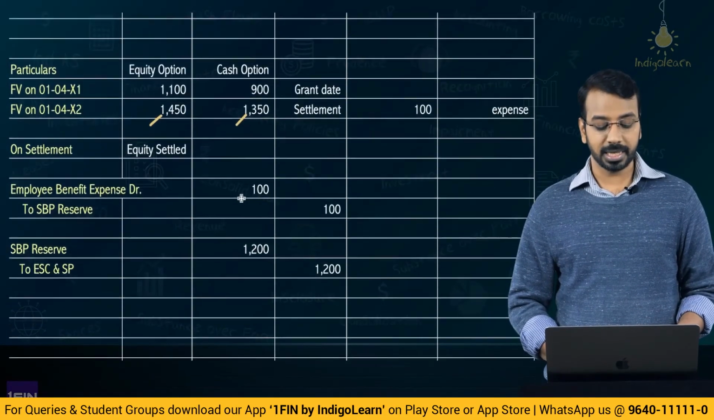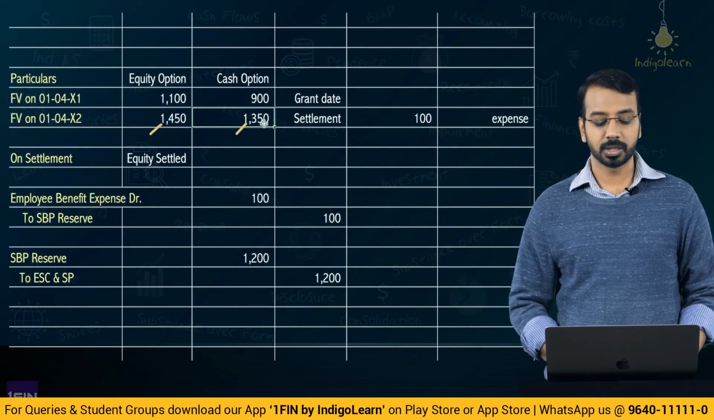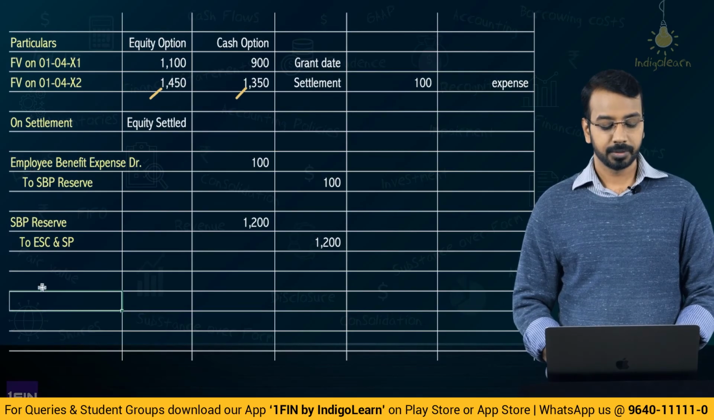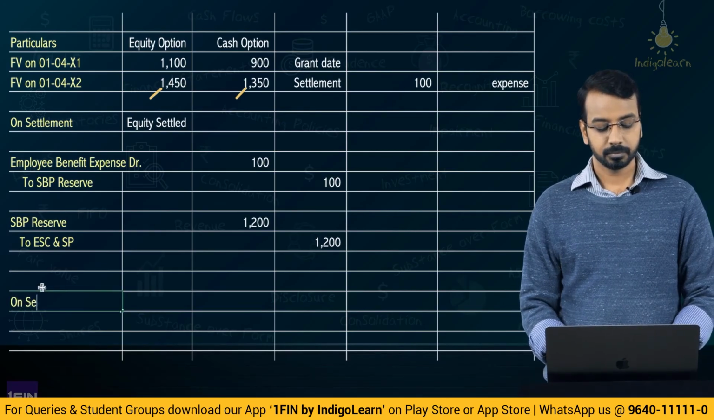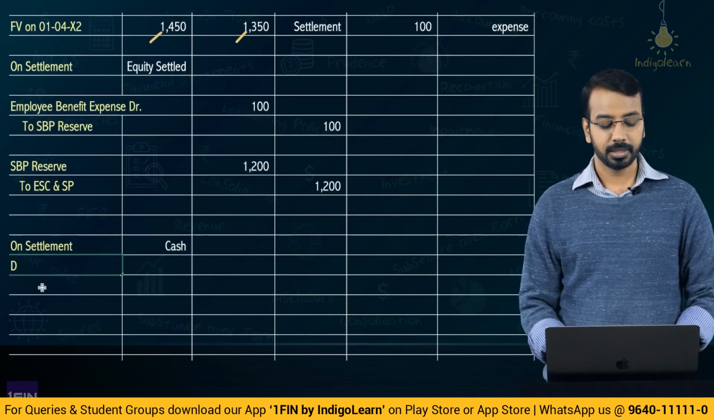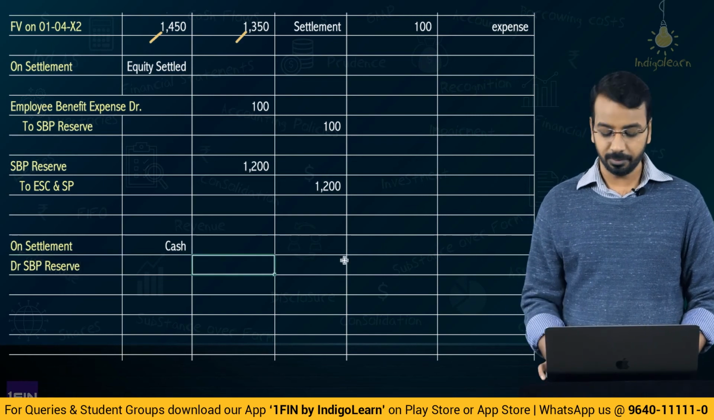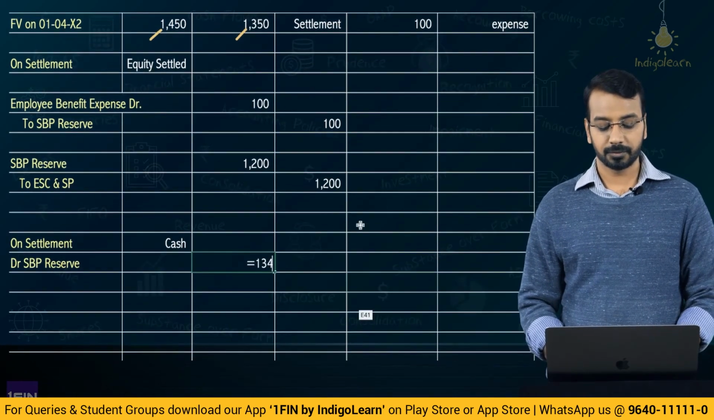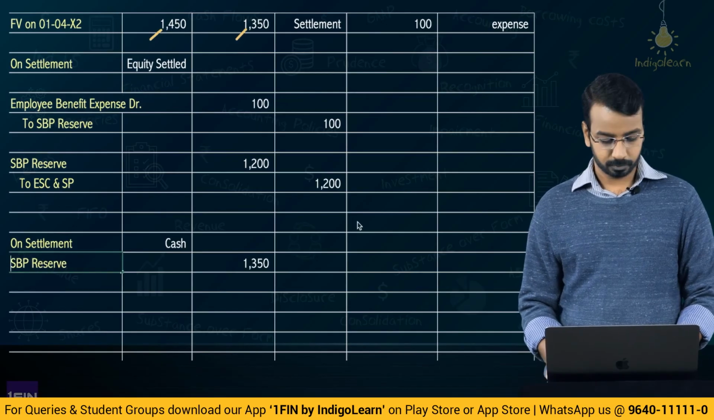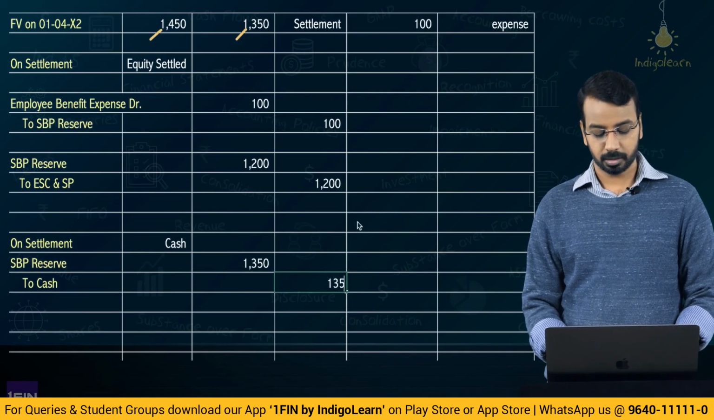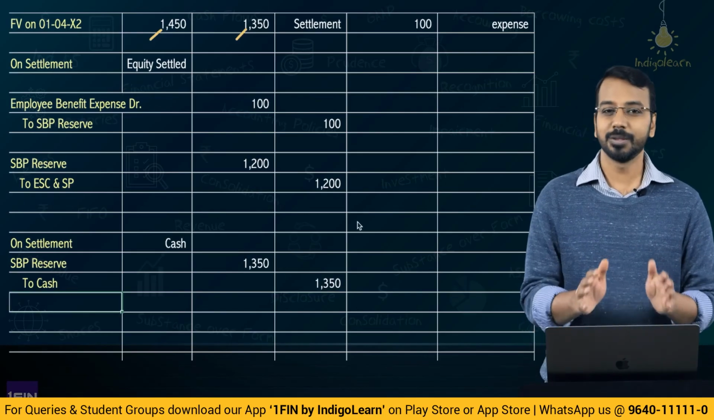Now in most of the cases, in the second scenario, you will try to go with a 1350 settlement. In that case, if it is cash settled, then debit SBP reserve, that is equity, debit equity by 1350 to cash or bank 1350. Okay, a very simple way of accounting.